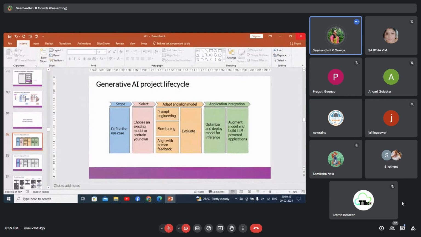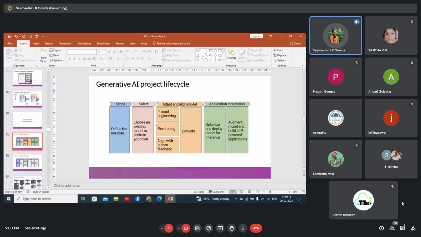Thank you so much. This is the life cycle we are talking about for generative AI. This is the scope. Scope, in the sense, we are going to define the use case. The use case is whether we are using it for summarization, retrieval, translation, or generation. And you are going to choose the model based on the use case. That is the second step in the project lifecycle.